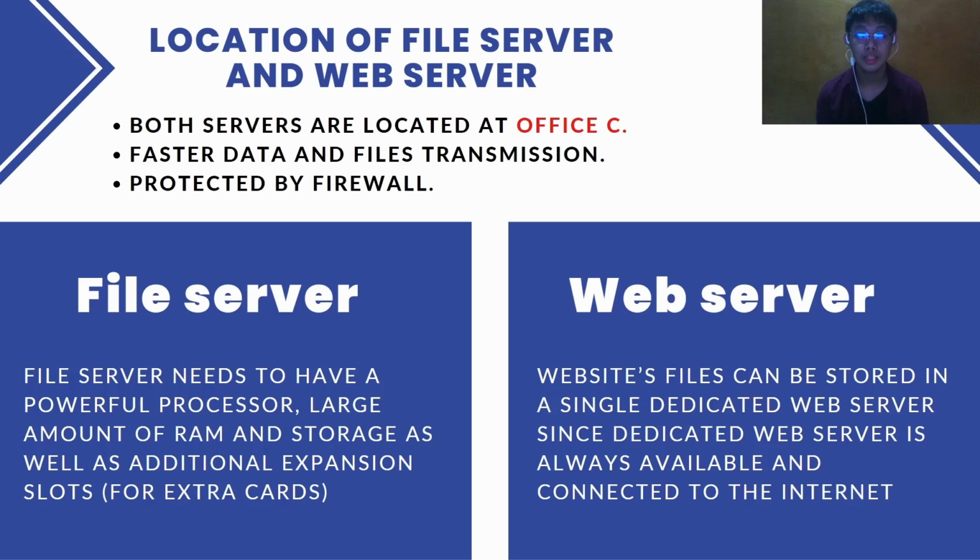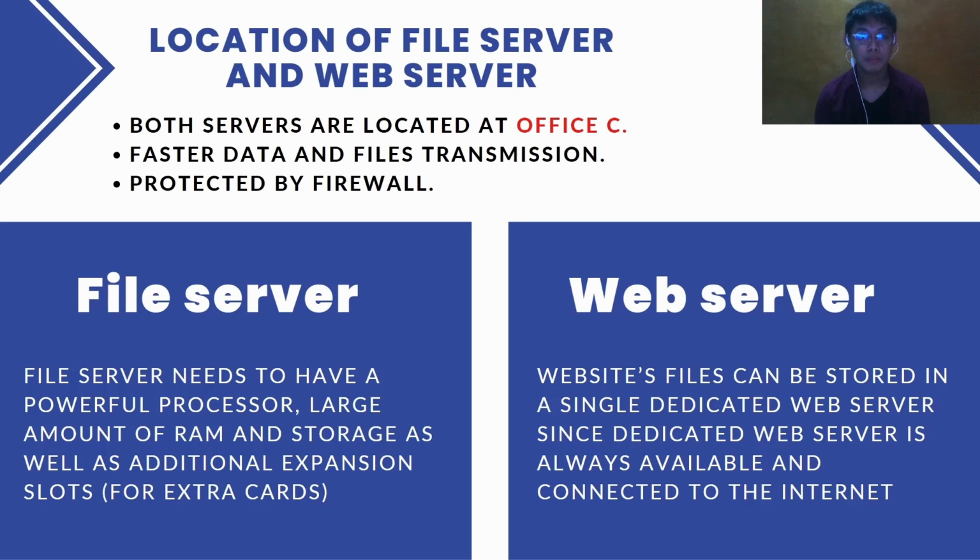In task 2, we are required to suggest and explain where the file server and the web server should be located and how to ensure optimum performance of both servers in serving their functions. So we have decided to place both servers at Office C. Since Office C has mostly wired connections where transmission of data is faster, the file server and the web server will be placed in Office C to allow faster file transfer from source to destination.